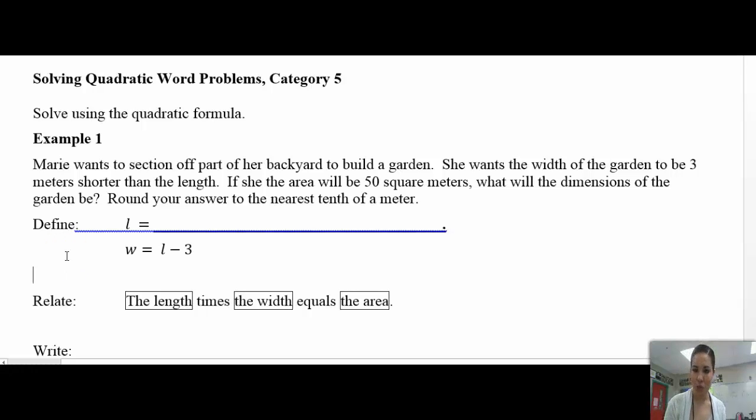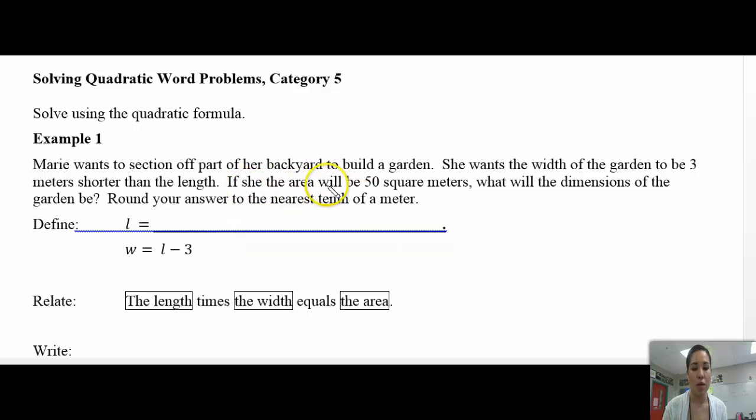Hi guys, in this video we're going to be looking at how do we solve quadratics but dealing with word problems. So in this first word problem it says Mary wants to section off part of her backyard to build a garden. She's going to want the width to be 3 less than the length. So we're going to go ahead and write that as W is L minus 3, the length minus 3.